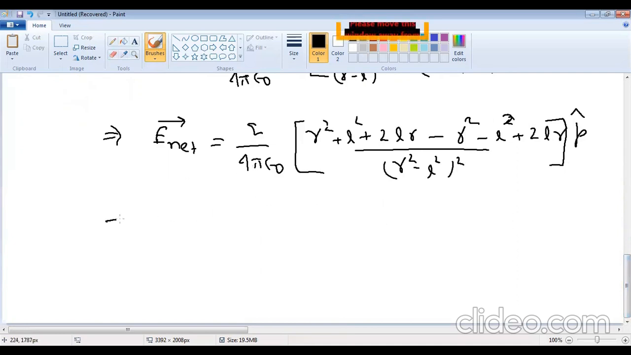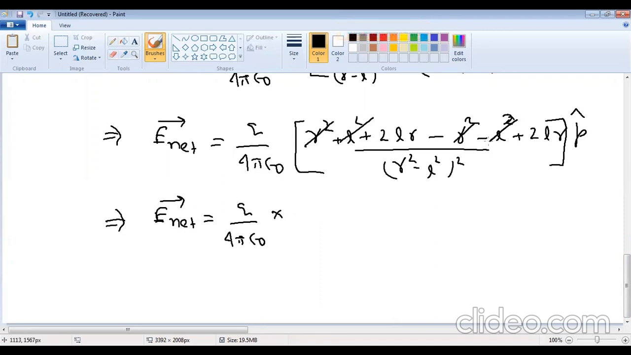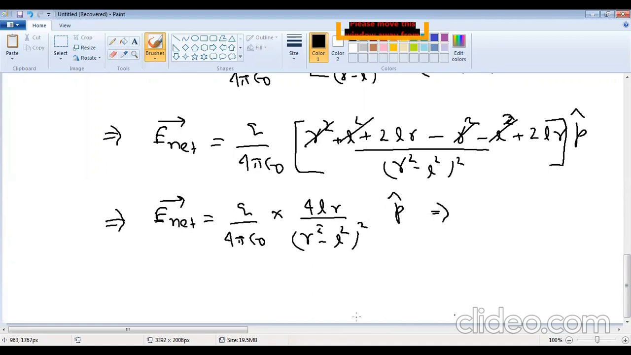So that is how we get now E net, Q upon 4 pi epsilon naught. What do we get here? I think this gets cancelled. And then we are just left with the 4LR upon (R square minus L square) whole square, with P cap. So I'm just using the space on the right now.